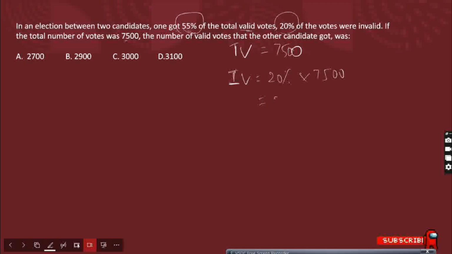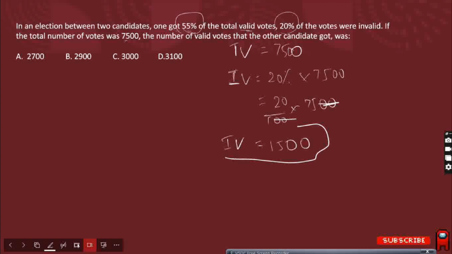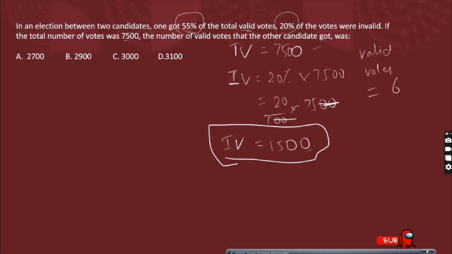These are invalid votes. 20 by 100 into 7,500. So the invalid votes are 1,500. That means from the total votes, invalid votes were 1,500 only. Now from this we can calculate the valid votes, right? Now the valid votes will be 7,500 minus 1,500. That is 6,000, right?